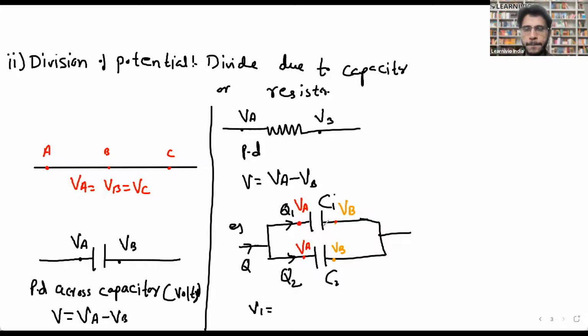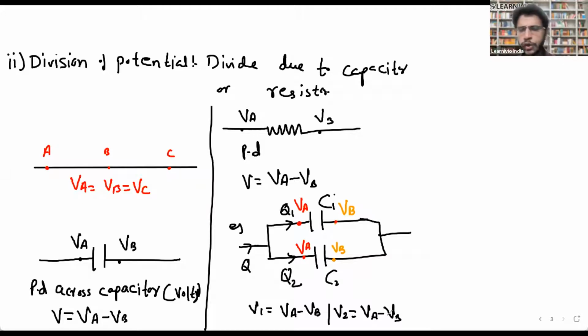Amalia. VA minus VB. This is the potential difference across C1. And what is the potential difference across C2? VA minus VB again. Yes, Fatma, you are correct. So this is the potential difference, or voltage drop, across the capacitors C1 and C2.